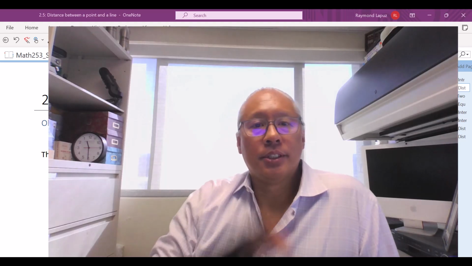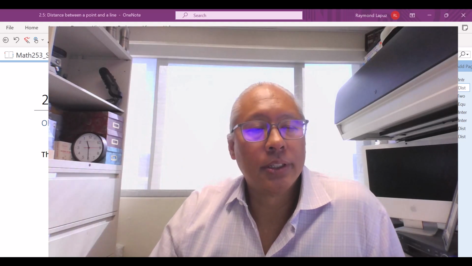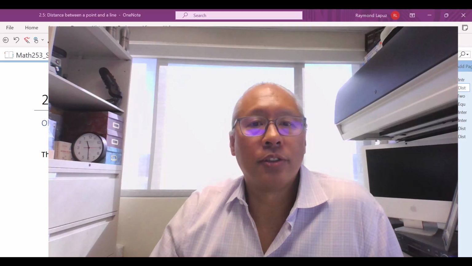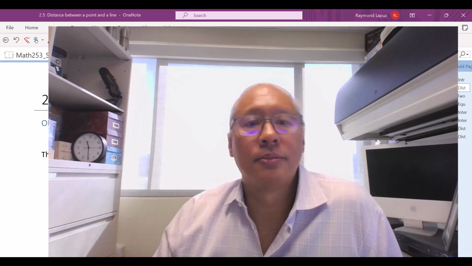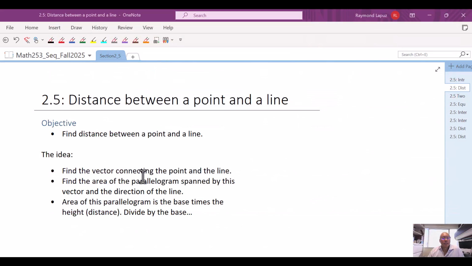Hello again, this is Ray, and we're continuing to cover section 2.5. This is our second objective. In this objective, we will be looking at the distance between a point and a line. Now, a couple things before we begin.